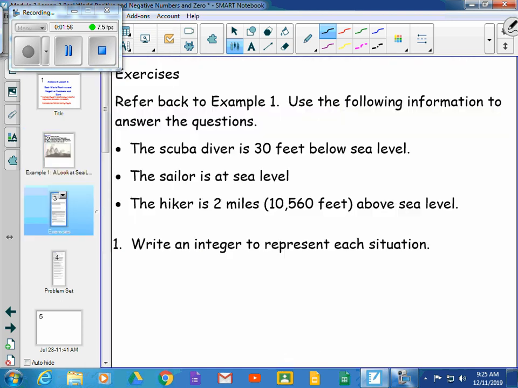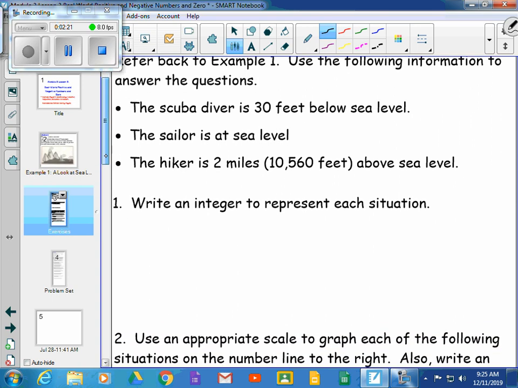Now, if we look at the exercises, let's refer back to example 1, and it gives us the following information. The scuba diver is at 30 feet below sea level. The sailor is at sea level. And the hiker is 2 miles, or 10,560 feet, above sea level. The first thing we have to do is write an integer to represent each situation.